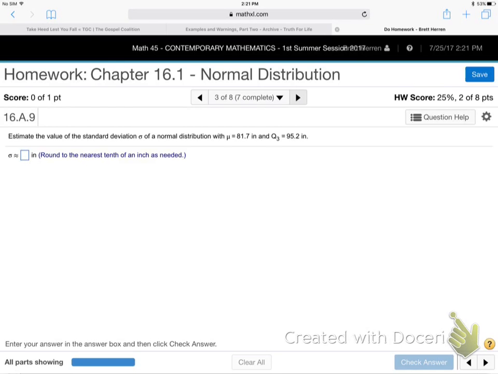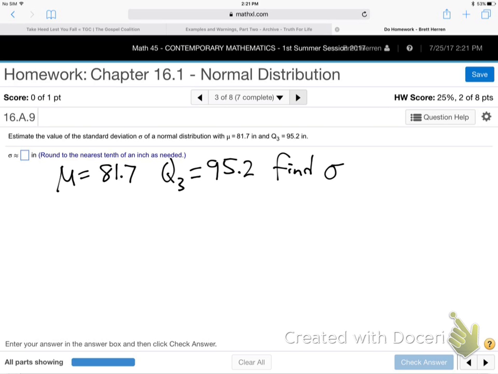So they're saying mu is 81.7 and Q3, third quartile, is 95.2. And they're saying, hey, can you find sigma? See over here, they want sigma. Can you find sigma? So just use that exact same formula we just used. Which is what? Q3 equals mu plus 0.675 sigma.